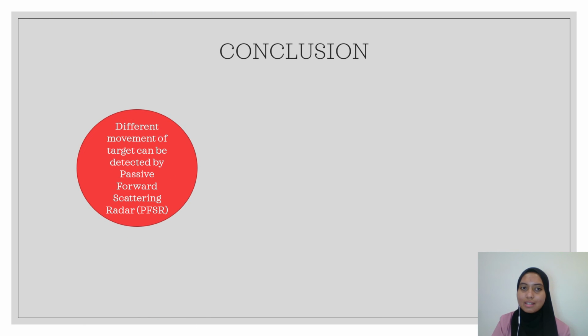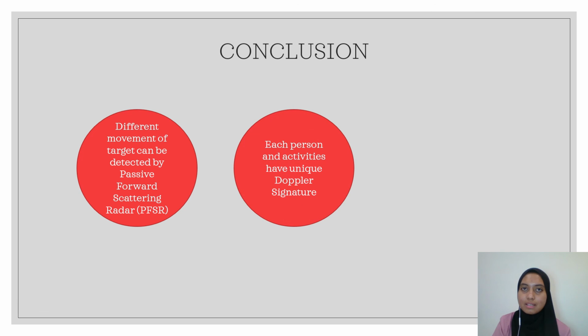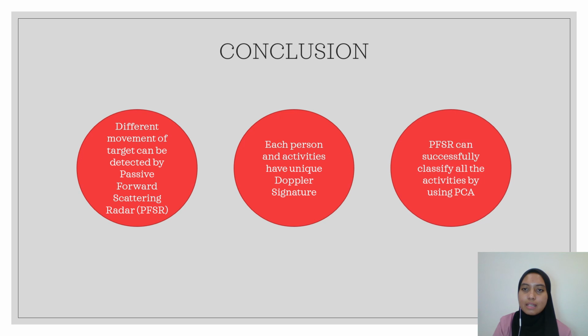As the conclusion, different movements of the target can be detected by using a passive forward scattering radar system. Next, each person and activities, which are casual walk, pick object, and up-down stair, have their own unique Doppler signature. Lastly, passive forward scattering radar can successfully classify all the activities by using principal component analysis by grouping each activity to its own cluster.